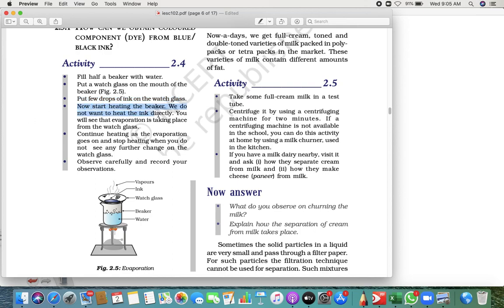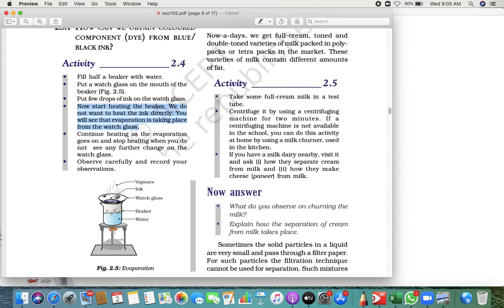You cannot heat the chocolate directly, right? So here also what we are doing, we are heating water. From that water, a vapor will come, and that vapor is going to heat the watch glass. When the ink is heated with the help of that vapor, the water in the ink evaporates.